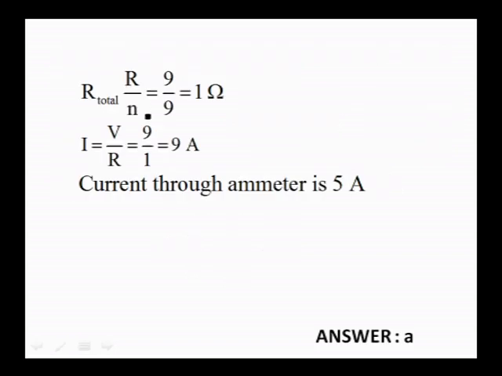So, this is the total resistance R by N, that is total resistance is equal to 9 by 9, equal to 1 ohm. Current is equal to V by R, 9 by 1, that is equal to 9 ampere. Therefore, the current through the ammeter is equal to 5 ampere.